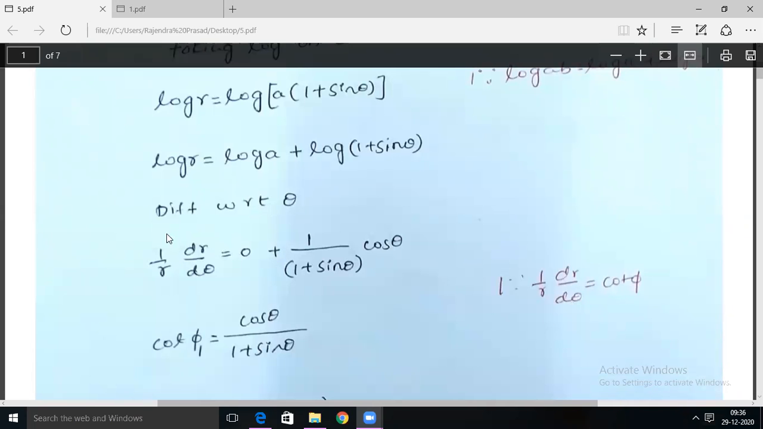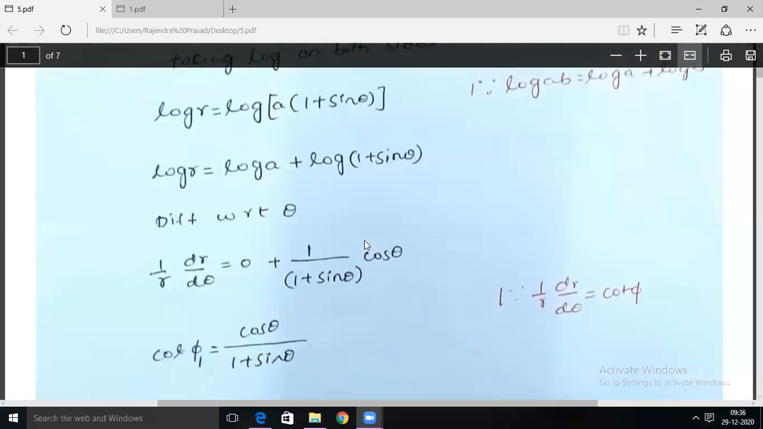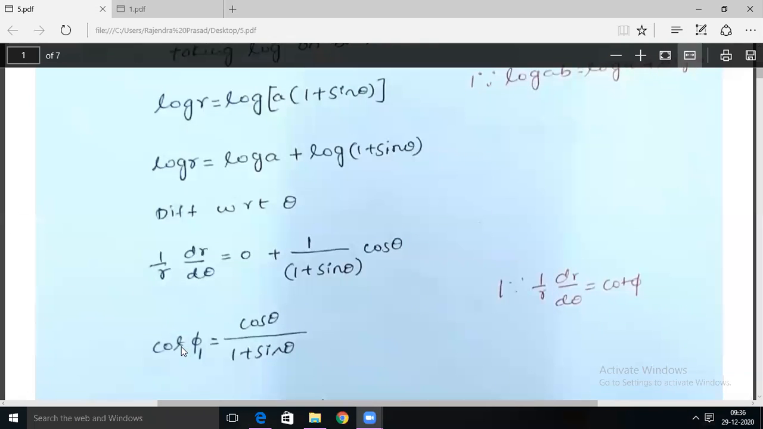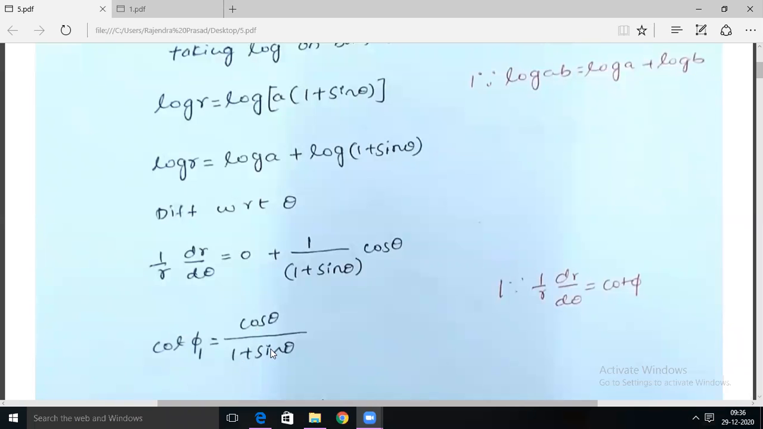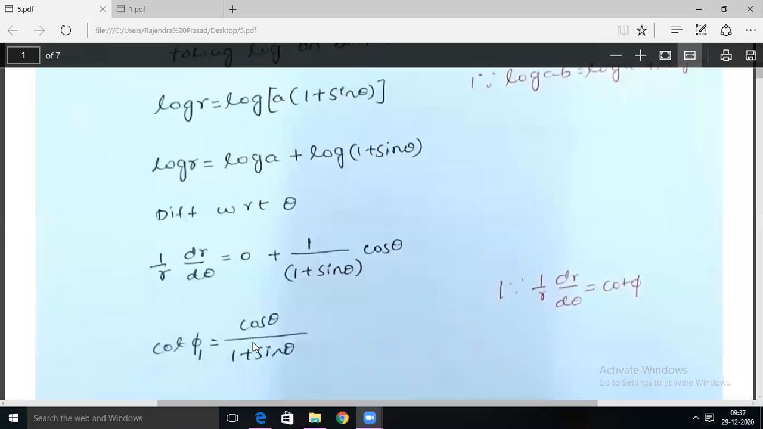Here they have given two polar curves, so instead of cot φ, we shall consider cot φ1. Cot φ1 is equal to cos θ upon (1 + sin θ), right? So actually we want φ1 here.